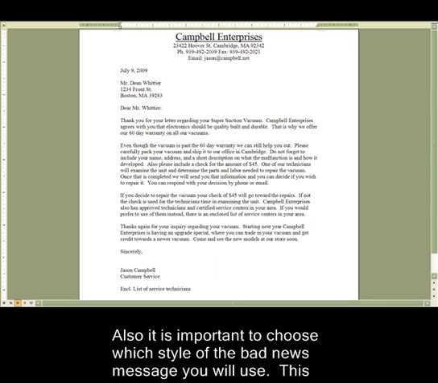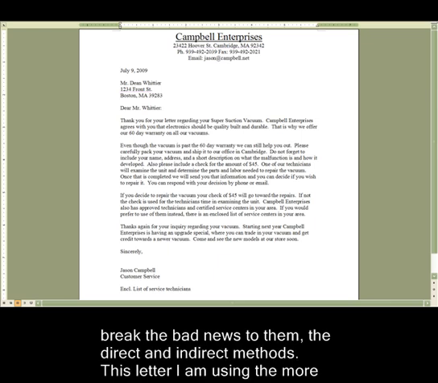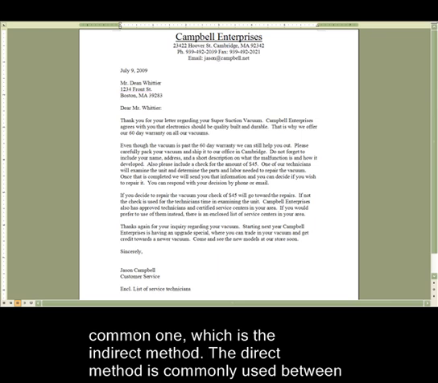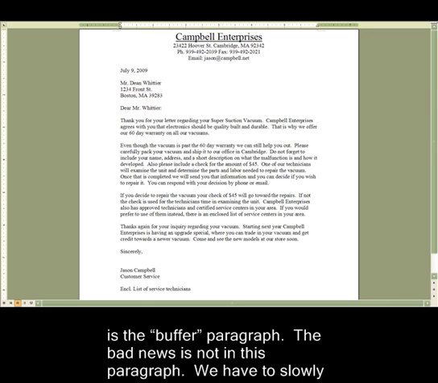Also, it is important to choose which style of the bad news message you will use. This requires some knowledge of your customer and how they respond to bad news. There are two ways to break the bad news to them, the direct and indirect methods. This letter, I am using the more common one, which is the indirect method. The direct method is commonly used between employees of the same company.